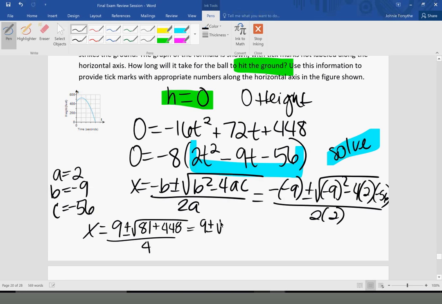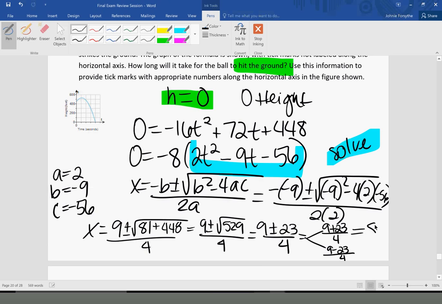Jumping ahead. 9 plus or minus the square root of 529 over 4. And the square root of 529 is 23 over 4. So we've got two different numbers going on. We have 9 plus 23 over 4, and then 9 minus 23 over 4. So 9 plus 23 is 32, divided by 4 is 8. 9 minus 23 divided by 4 is negative 3.5.